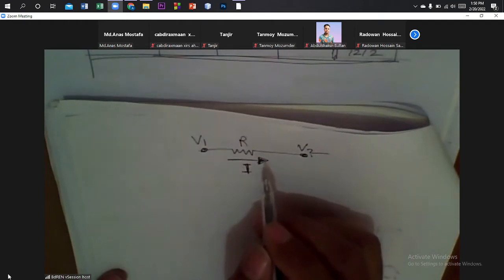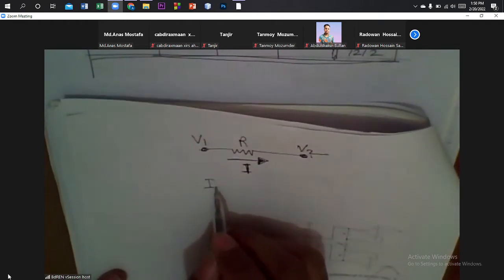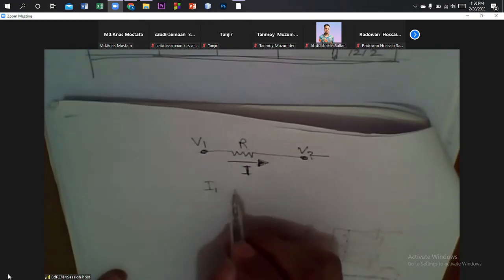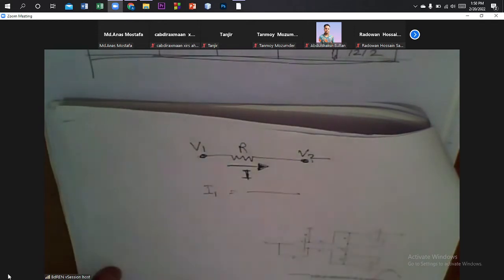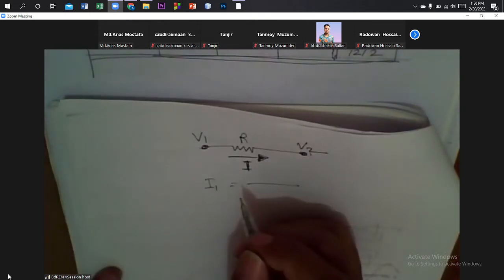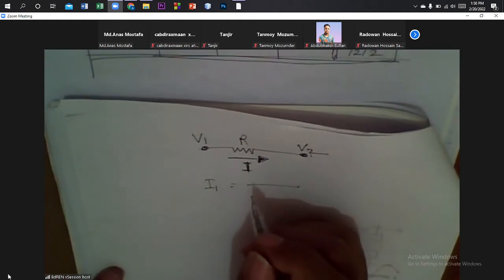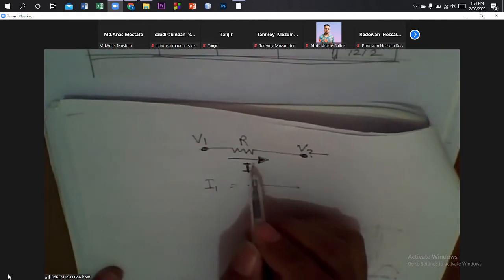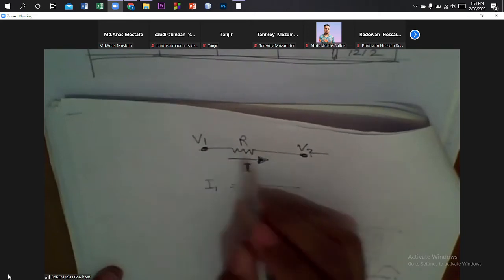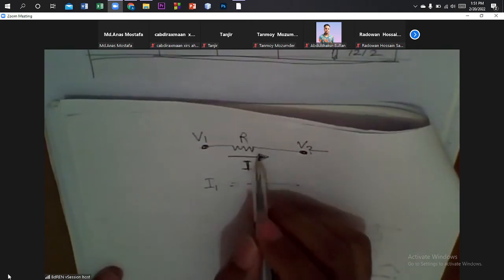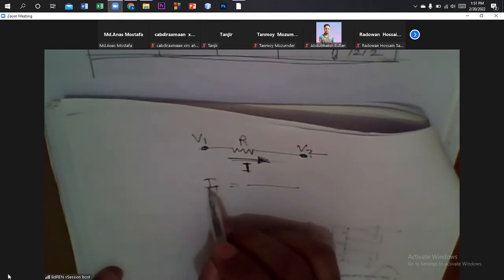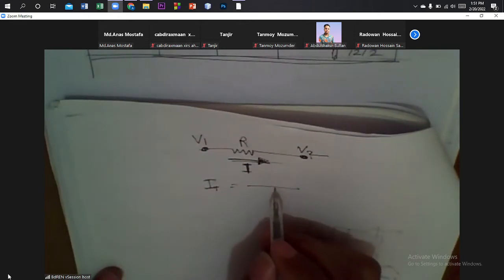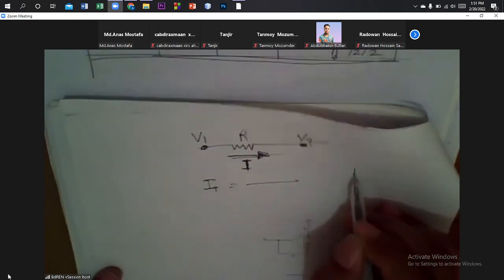So according to Ohm's law, what will be the current? Can you tell me, in terms of V1, V2 and R? Anas, can you tell me? Sir, I didn't understand, could you repeat the question? According to Ohm's law, this terminal voltage is V1, this terminal voltage is V2. Resistance R. Current through this resistance in this direction is I. So what will be I, in terms of V1, V2 and R? According to Ohm's law, I is equal to V by R.